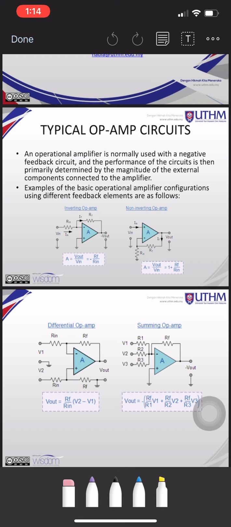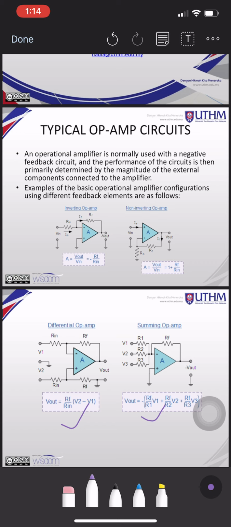Basically, the inverting op-amp is where we want to invert our input to our output. So maybe the input has a positive sign, and we want to convert it into a negative sign. That's the inverting. Then the differential op-amp, maybe we want to differentiate our data, so we use this circuit. And the summing op-amp is where we want to sum the inputs. Maybe we have 3 inputs that we want to sum into 1. We can use this setup of circuits.